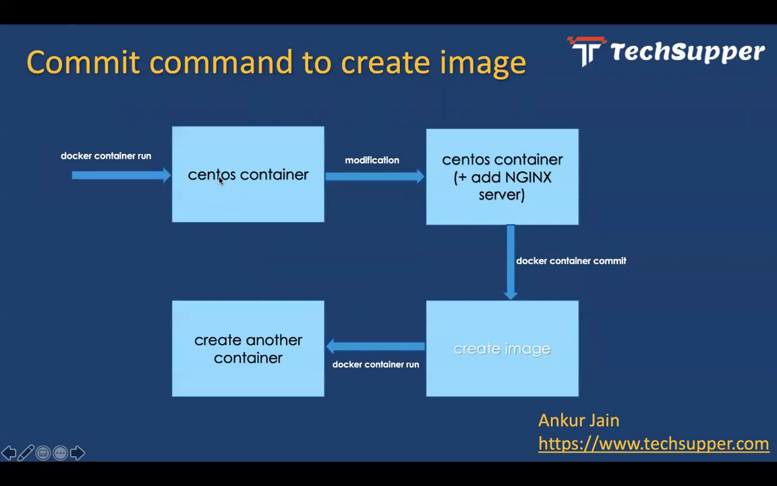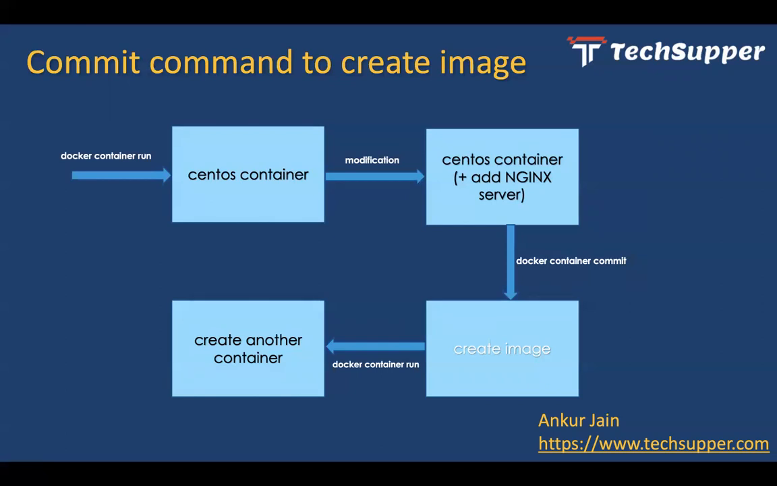Okay, so let's get started. Commit command to create image. For example, you have created a container using the CentOS image, and then you don't know how to create an nginx image, how to add the dependency and other things. You just only know you can create a container using the CentOS image by running a command like docker container run centos, which will create a container using that CentOS image.